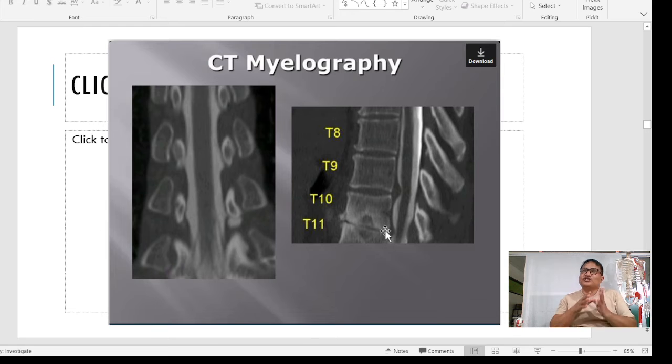Disc herniation in the central, then also peripheral, no? So probably there will be manifestations too, no? T9, T10, T11 can be seen.